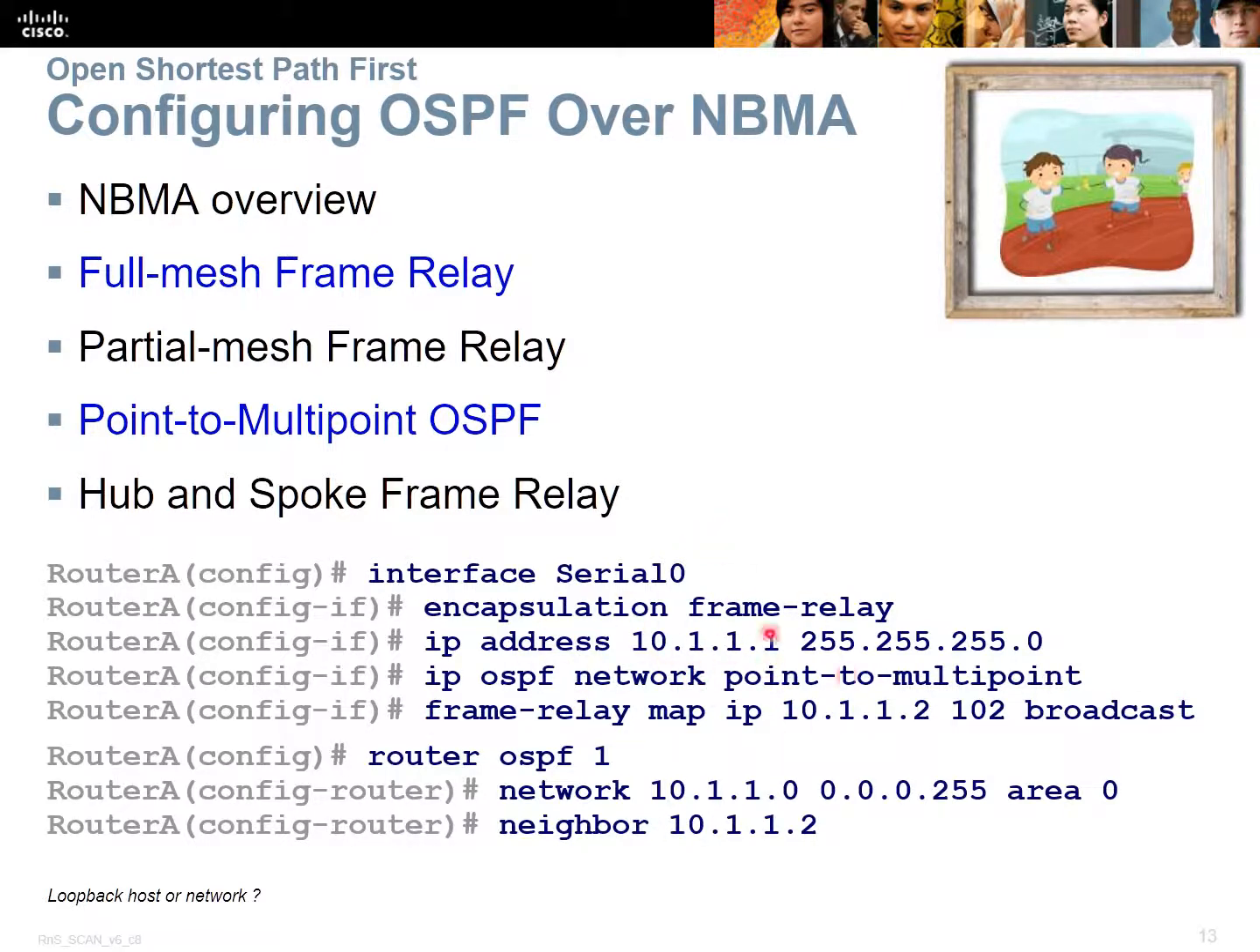So this is the command to actually set up frame relay. This is all standard frame relay stuff. But this is a trick to say, all right, OSPF, don't send multicasts to form an adjacency. Send a unicast to 10.1.1.2, because that's your neighbor.